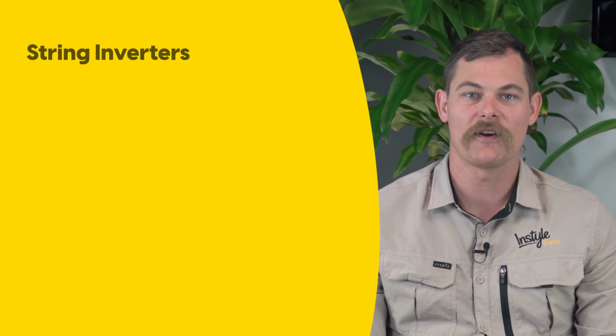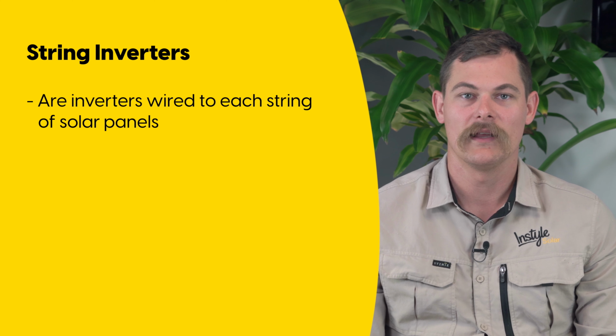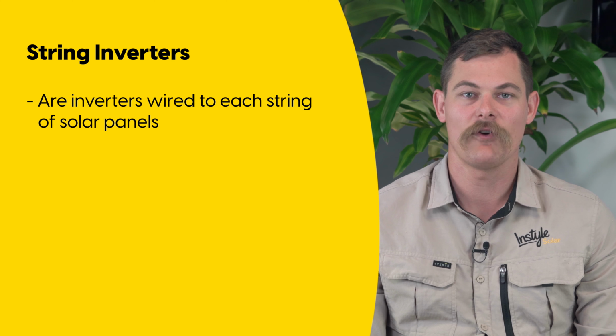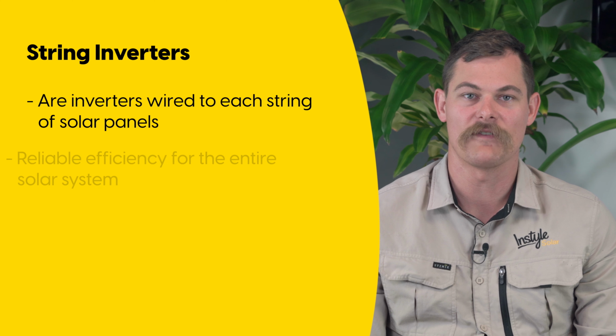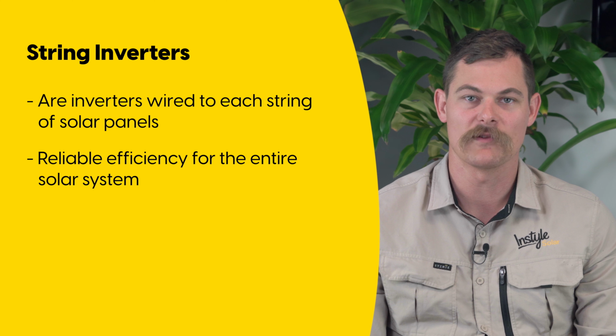String inverters are attached to each string or series of solar panels. For example, let's say your solar system is made up of 3 strings of 12 panels, totaling 36 panels. String inverters are attached to each string or series of panels, and this helps increase the efficiency of the total system, as the lowest producing panel in any system will affect the total output of that system.